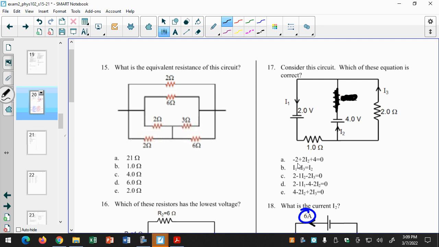Now in your free response, I'm not going to give you the direction. So you're just going to pick a direction. I'm going to pick the directions that are given here. So I have down, up, up. It doesn't matter what direction you pick, okay? Up, up, up, down, down, down, up, down, down. It doesn't matter. You just pick a direction, whatever floats your boat, as they say. And then I want to figure out what is I1, I2, and I3.